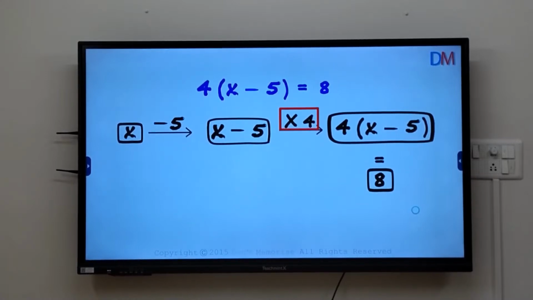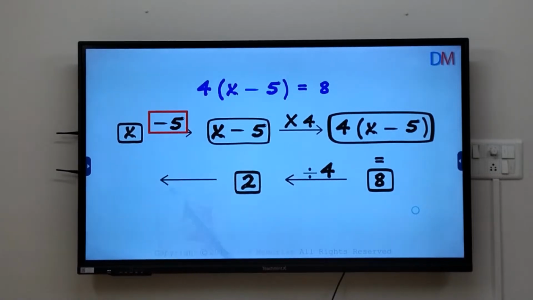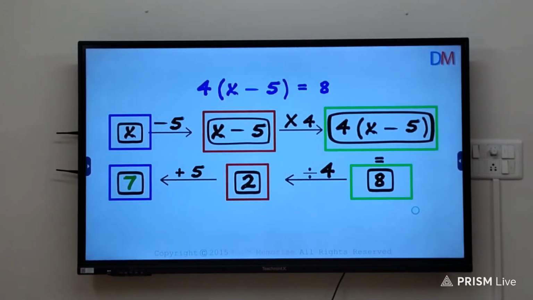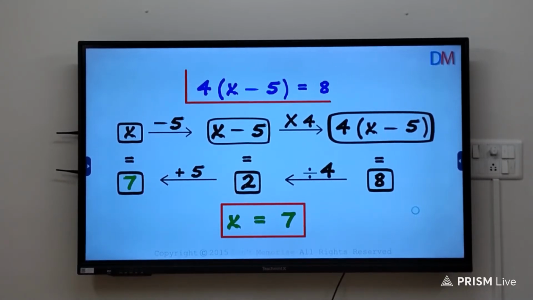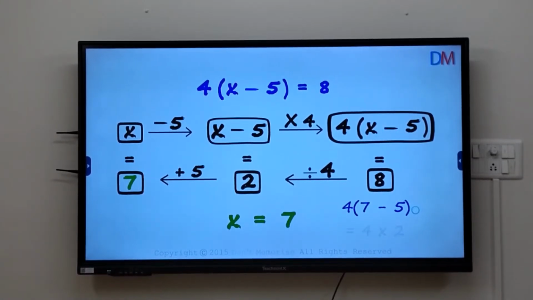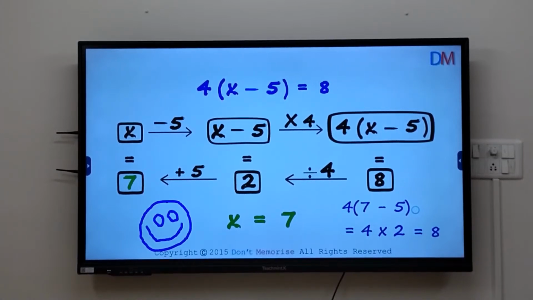Okay, as we had multiplied by 4 here, we divide 8 by 4. And 8 divided by 4 gives us 2. And as we had subtracted a 5 here, we add a 5 to 2. 2 plus 5 gives us 7. We know that the boxes in each column are equal. So x will equal 7. You can also try substituting this value in the equation to verify the answer. 4 times 7 minus 5 will equal 4 times 2, which equals 8. It's correct.